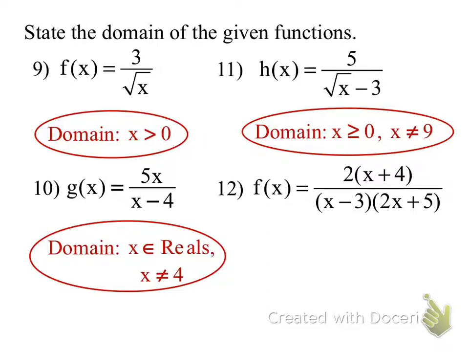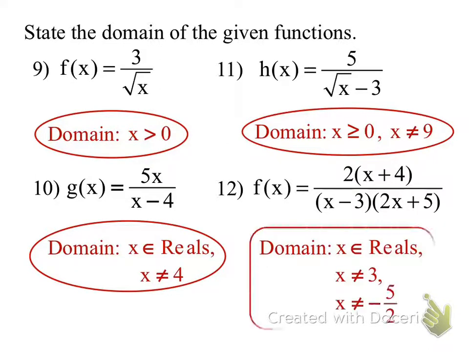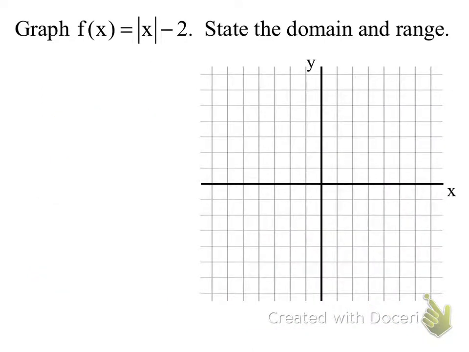Okay, number 12. Number 12, Daniel Bang. What would give me a 0 here? It's a fraction, right? What gives me a 0 here? 3. And what gives me a 0 here? Negative 5 over 2. Right? Okay. So you've got 2. You understanding? Okay, now graphing.